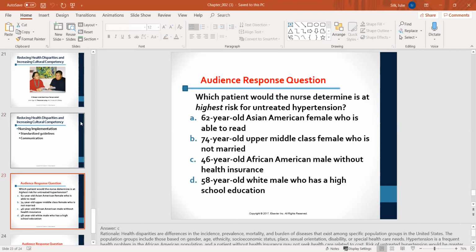Okay, this has a couple of questions here at the end. So it says, which patient would the nurse determine is at highest risk for untreated hypertension?